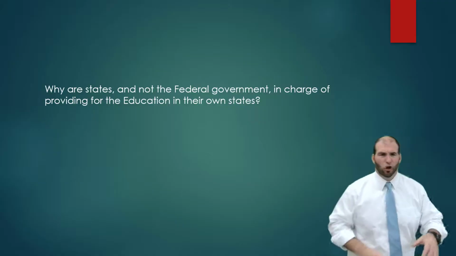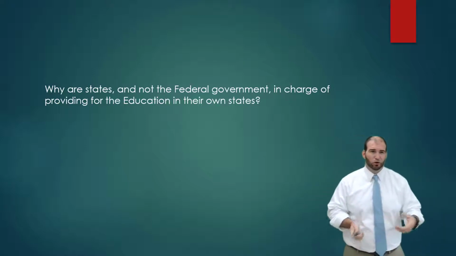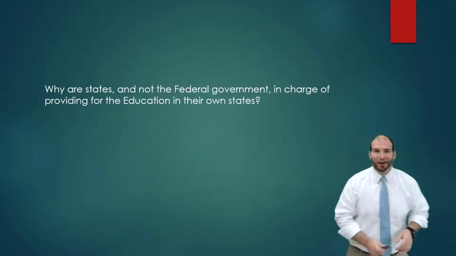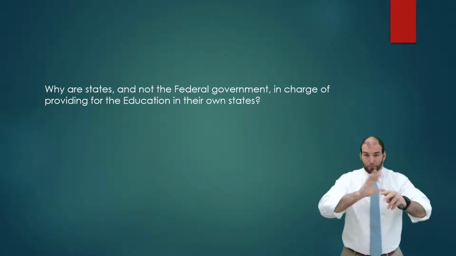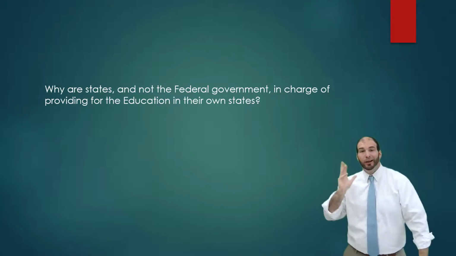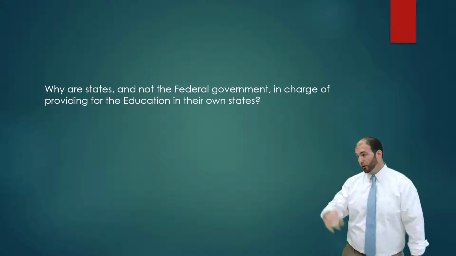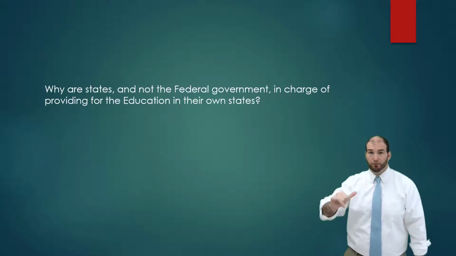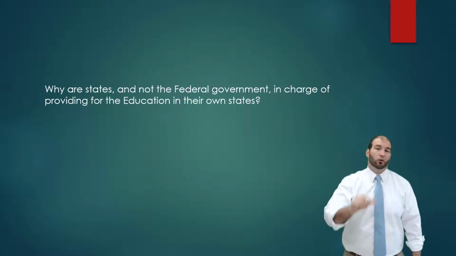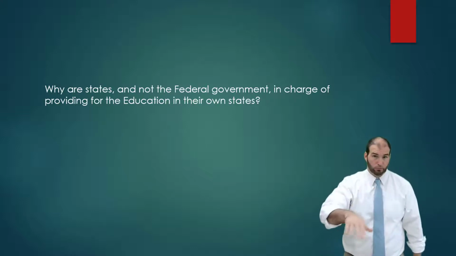The question is, why are states and not the federal government in charge of providing education in their own states? You know, I didn't talk about this, so let's talk about it right now. All right, so the biggest thing in the Constitution, and I should have had a whole thing on this, is that the states are responsible for the education in their state. They tax their people, they get money from their people, they pay for education in their states. The federal government doesn't deal with this. This is state mandated across the board in every state.